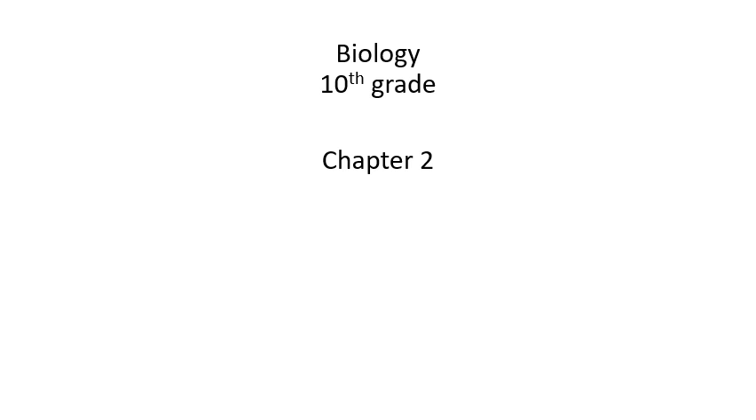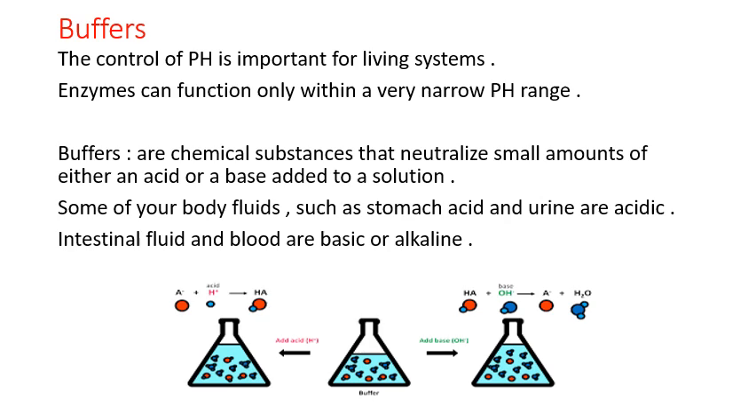Today we have chapter 2, which is about pH, buffers, and some chemical reactions. Dear students, today we have buffers. The control of pH is important for living systems. Controlling the pH of a substance is important for living cells.